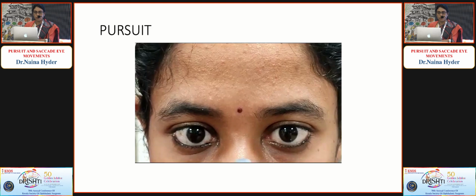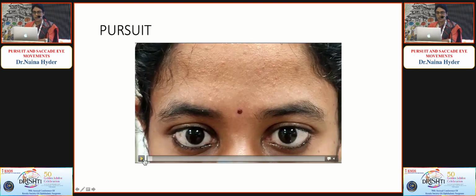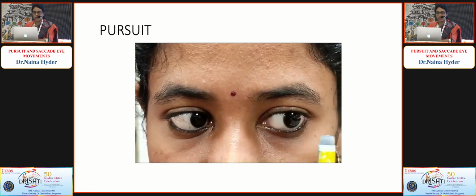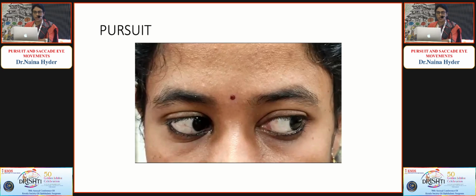Pursuit eye movements are very slow movements. It is just by looking at a target which is moved very slowly, horizontally in the visual space, and also upwards and also diagonally.